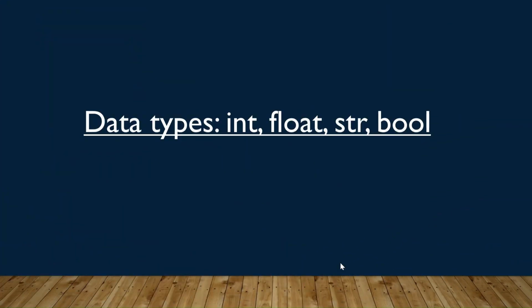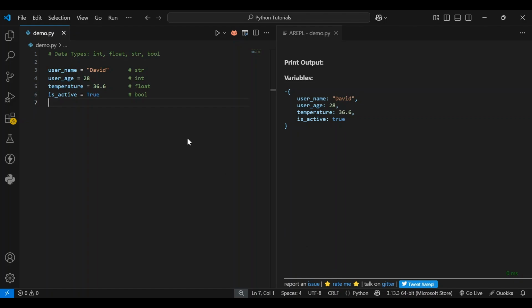Next, let's talk about data types with some examples. In Python, data types define the kind of values a variable can hold. Imagine you are creating a user profile in Python. Each piece of information needs to be stored properly so the computer can understand it clearly. You start by storing the name, that is user underscore name is equal to David. This is a string, perfect for text like names. Next, age, that is user underscore age is equal to 28. This is an integer, great for whole numbers like someone's age.